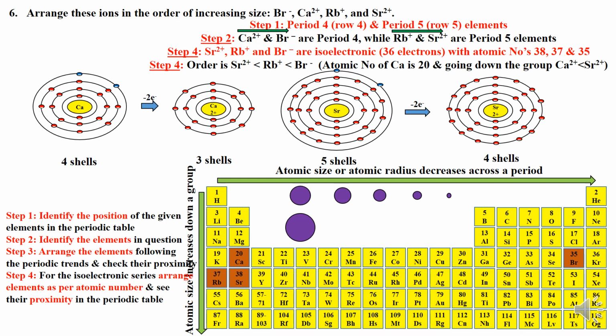This is just to cross check. Even when you consider in terms of number of shells, strontium is bigger in size as compared to calcium. Strontium ion has 4 shells as compared to calcium ion with only 3 shells. So calcium will be lesser in size than strontium ion, even in terms of number of shells. So the answer will be calcium ion less than strontium, less than rubidium, less than bromide ion.